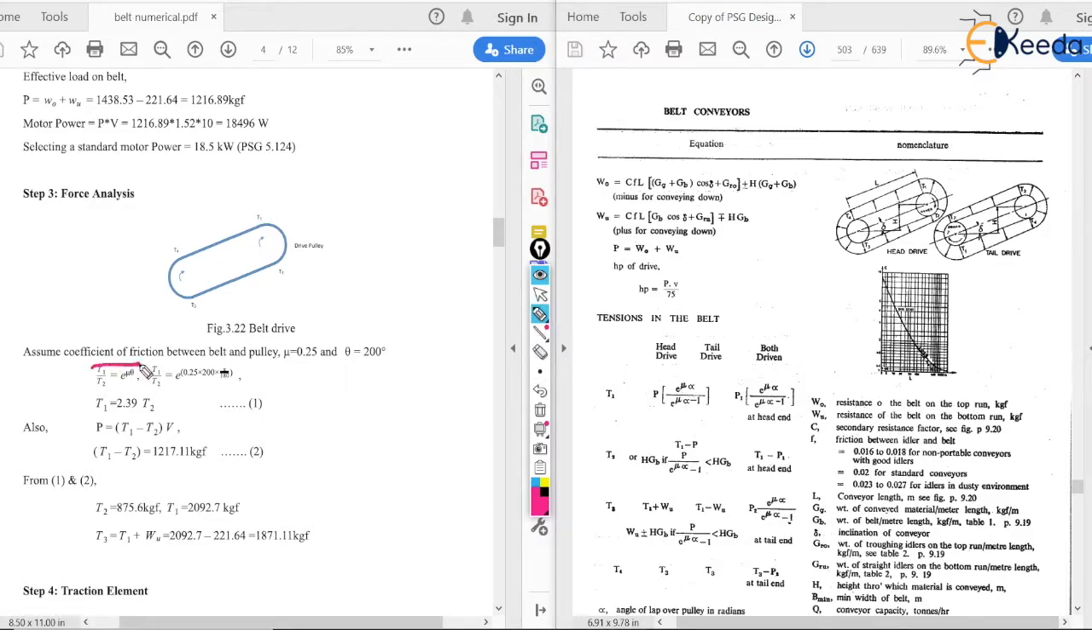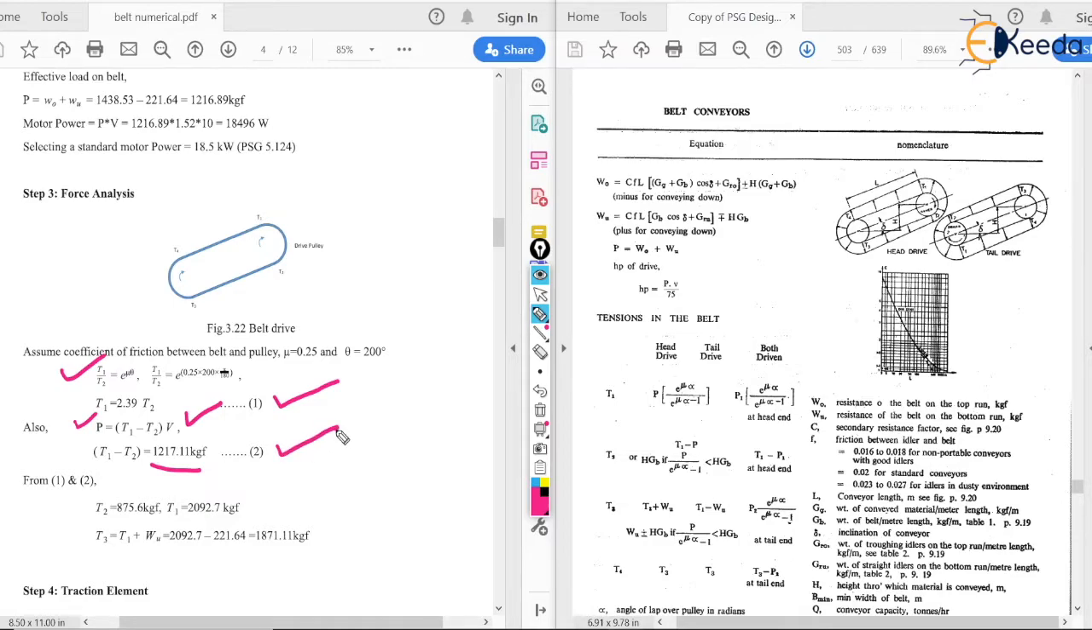Now assuming the coefficient of friction between the belt and pulley is 0.25 and theta is 200. So these are the two assumptions we made. After that we are going to calculate T1 by T2, that is e raised to the power mu theta. So here we get the ratio of T1 and T2, that is T1 equals 2.39 T2. Then we check for power. Power is equal to T1 minus T2 into velocity. From that we get one equation because the power and velocity are known to us. So T1 minus T2 is 1217.11 kgf. So this is the second equation we got.